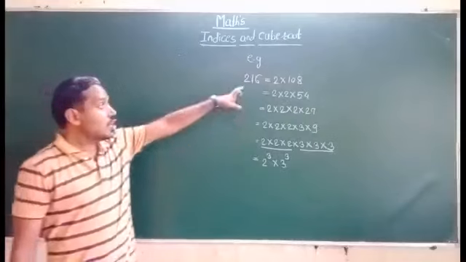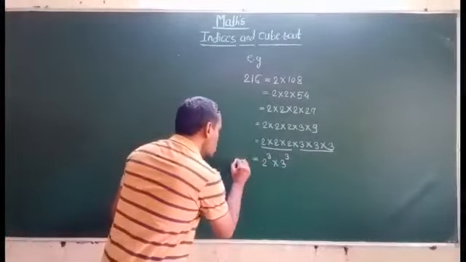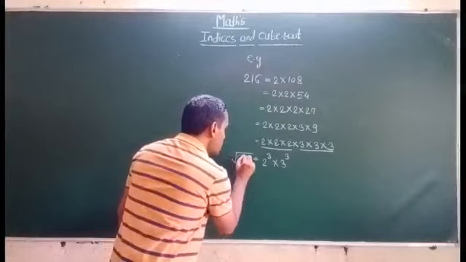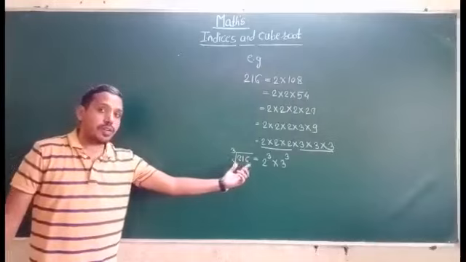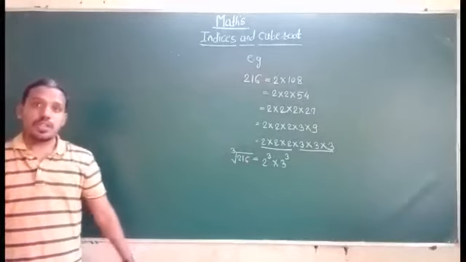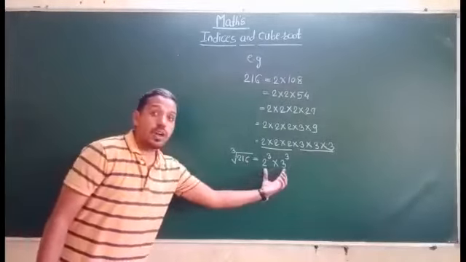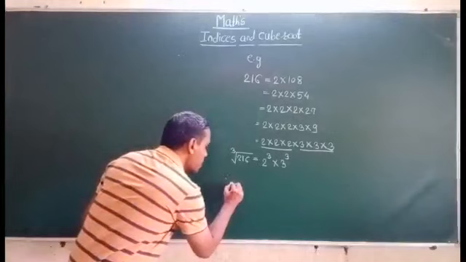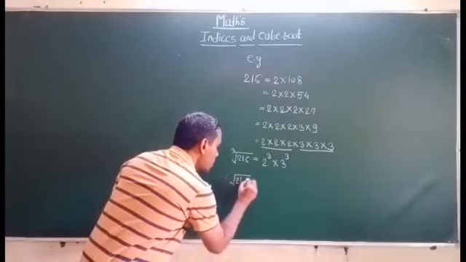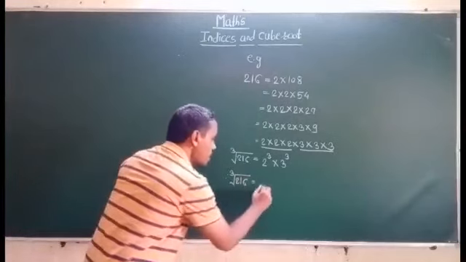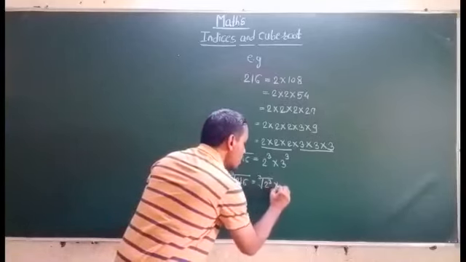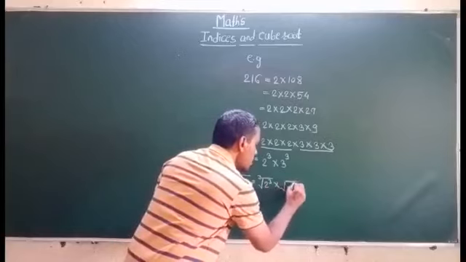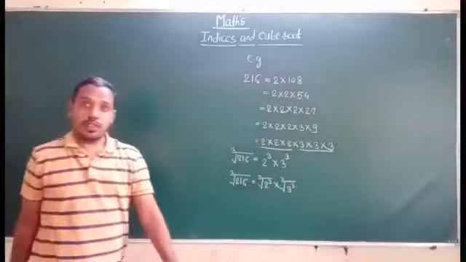So we have to find the cube root of 216. We write 216 in a radical sign, and the order is 3. When we convert it and write again in the radical sign, we get the radical sign of 216 raised to 3 equal to the radical sign of 2 cube raised to 3 into the radical sign of 3 cube raised to 3.